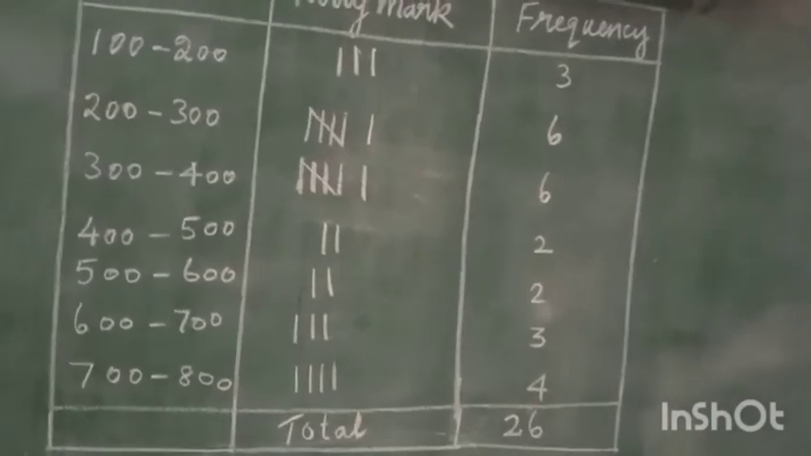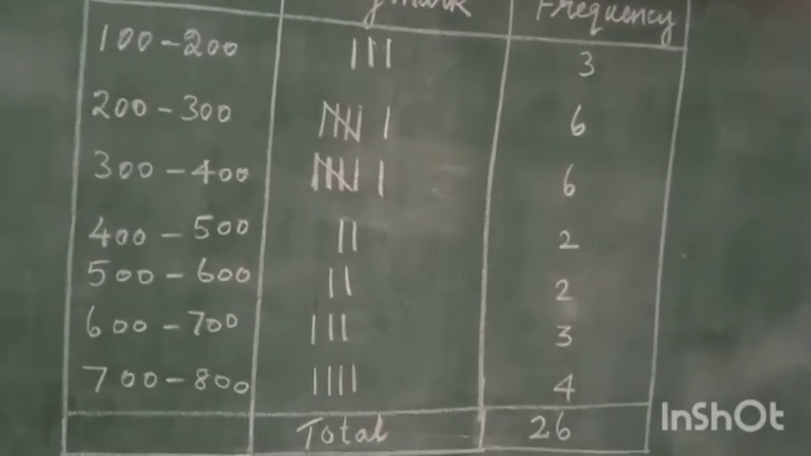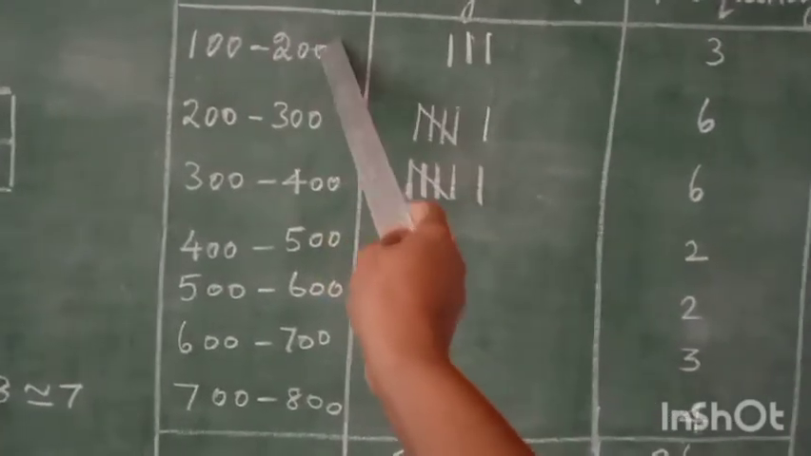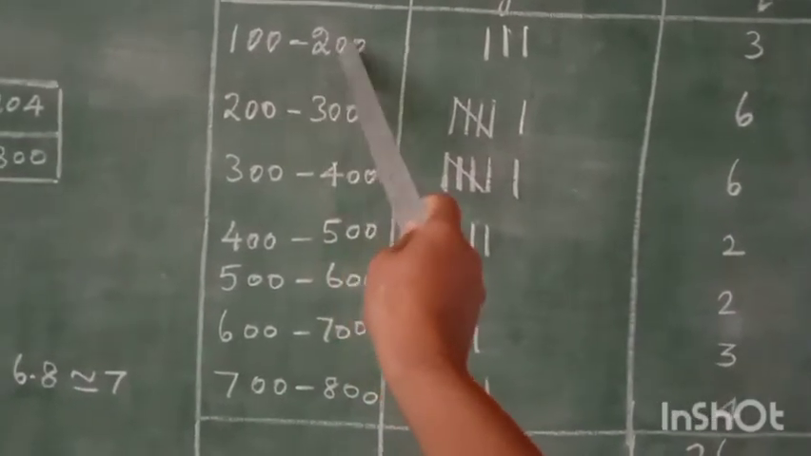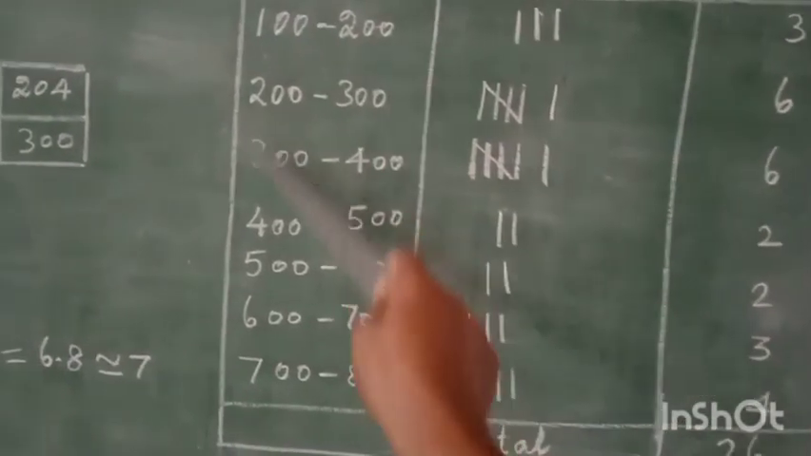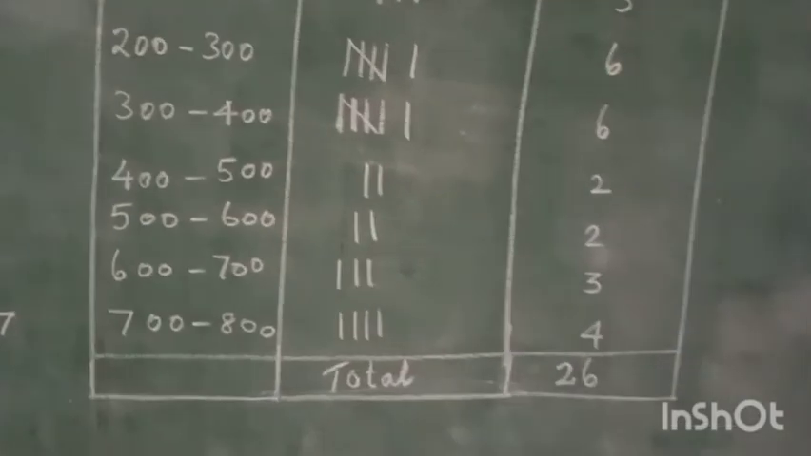What is the difference between ungrouped and grouped? Grouped frequency distribution is with class intervals. Yes, this is the class interval. In the ungrouped frequency distribution, we used only whole numbers. Okay, students.